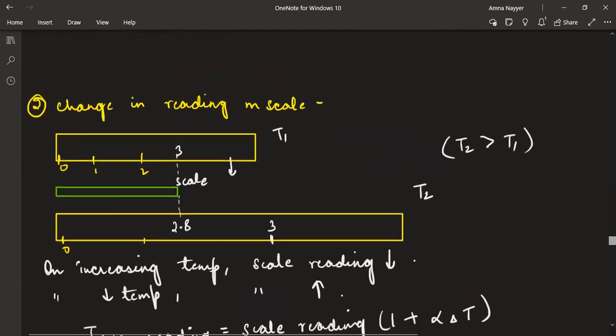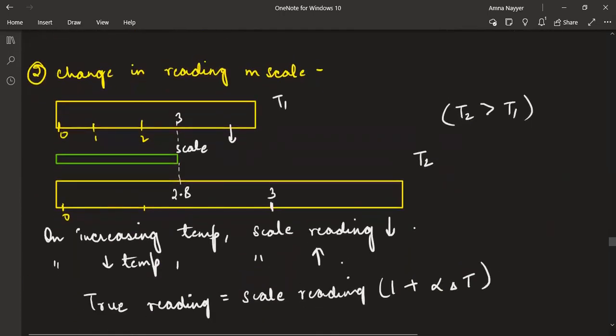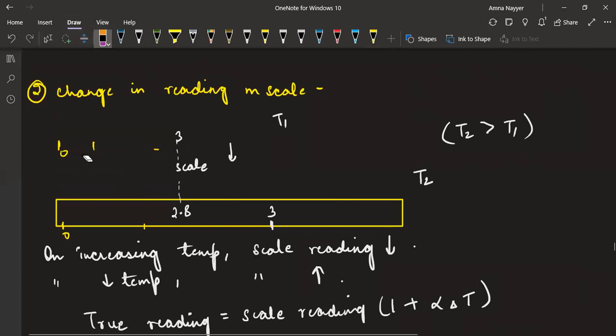Then yes, this is it. A change in the reading of the meter scale. So this is also very simple. You do not have to do this in detail because we have already done linear expansion and the questions on it. It is like, see, let's say this is a scale I've taken, or let me redraw it so that you will understand it better.